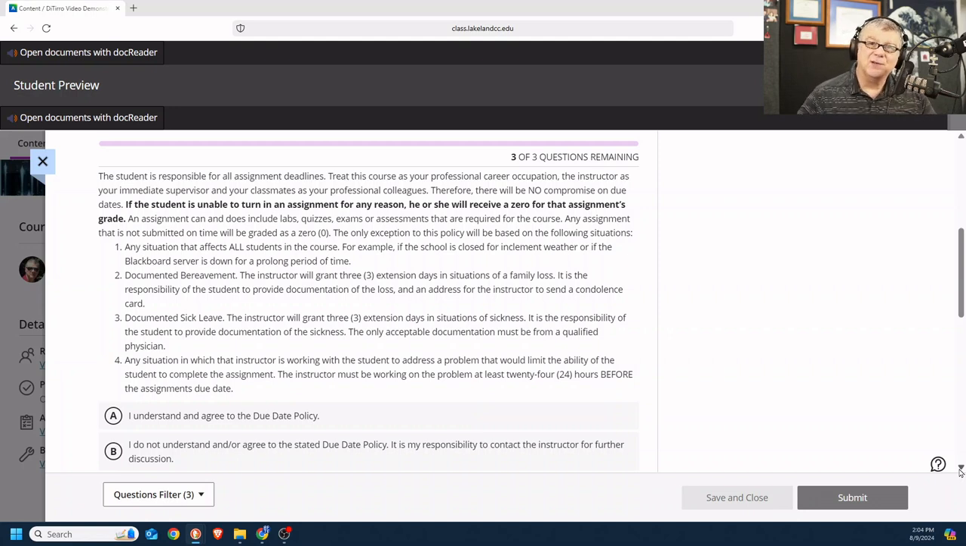Begin to practice professionalism. If you disagree with the instructor, that's fine, as long as you do it with respect. If you disagree with a fellow student, do it with respect. None of this should ever be personal. Therefore, there will be no compromise on the due dates. If the student is unable to turn in the assignment for any reason, he or she will receive a 0 for that assignment's grade. I can't stress this enough.